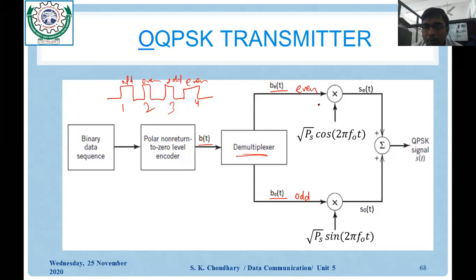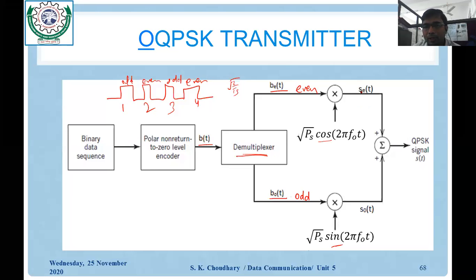And this even component is then fed to the product modulator, where it is combined with the orthogonal signal, square root of 2 upon TS, cos 2 pi f naught t, which is the carrier signal, and the odd signal would be with sine 2 pi f naught t. So you can see that there is a phase difference between both of them. It is a cos, and the 90-degree phase shift is the sine. Okay.